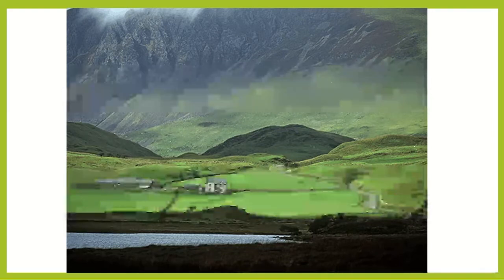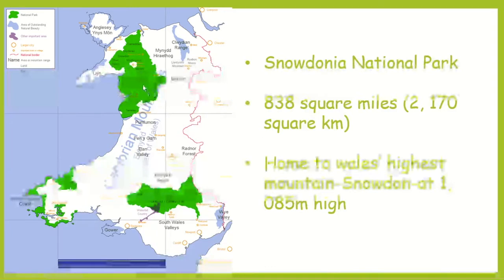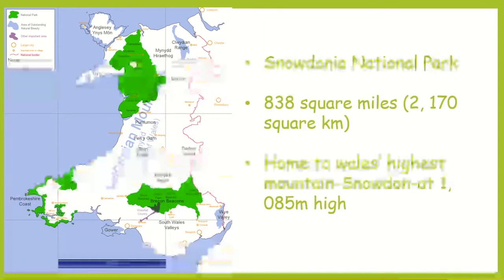So now that we've sort of got ourselves engaged in thinking about learning, let's move on to just a little outline of what Snowdonia National Park actually is. So it's this green area here. It's the largest national park in Wales. It covers 838 square miles, which is equivalent to over 2,000 square kilometres. And as you labelled last lesson on your map, it's home to Wales's highest mountain, Mount Snowdon, at over 1,000 metres high. So just to give you some context, this is the area that we're going to be using as an example to look at how the number of people that visit this region have an impact on the environment.